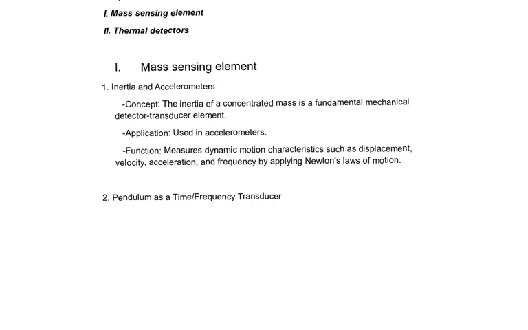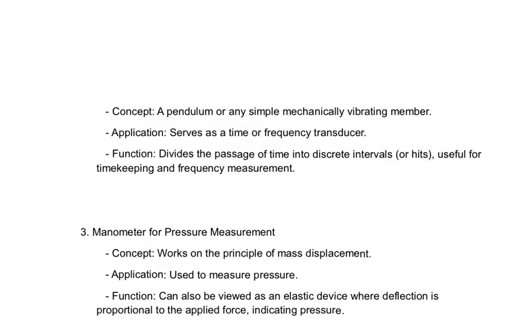So in the mass sensing element, when they ask you to write a short note on mass sensing element, you are supposed to write the three different divisions here: inertia and accelerometer, pendulum as a time frequency transducer, and manometer for pressure measurement. You need to write at least three lines on each of it. So here, as I had said, the concept, function and application is being explained here.